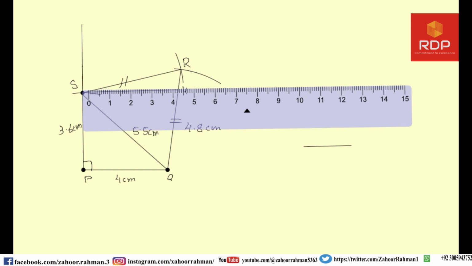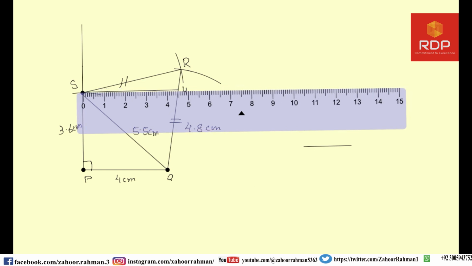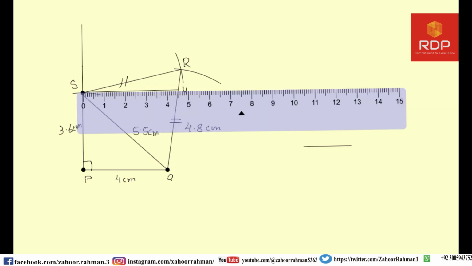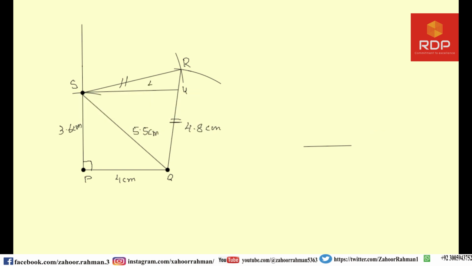Next, there we have to check. There is a bit of difference you can see, but we will compensate for that in the answer. Okay, so now they are saying that SU will be equal to 4.5 as well. So let us check whether it is, yes, it is 4.5. So this is 4.5 centimeter.